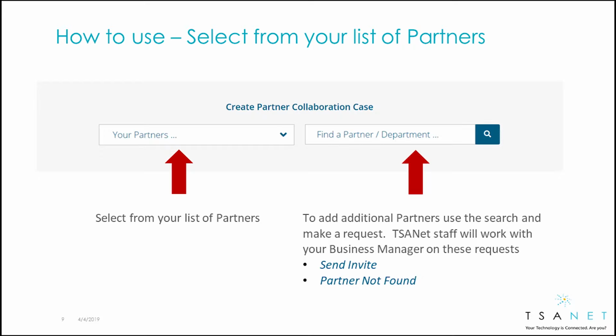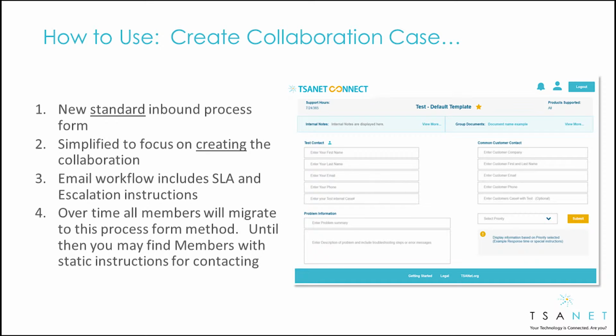To request a collaboration with your host, you'll select the host and be presented with a process form. Simply fill out the required fields, select the SLA, and submit the case. This form will be sent to the host's predefined path to accept or respond to a request. The sender will receive an email confirming the request and escalation instructions if necessary.